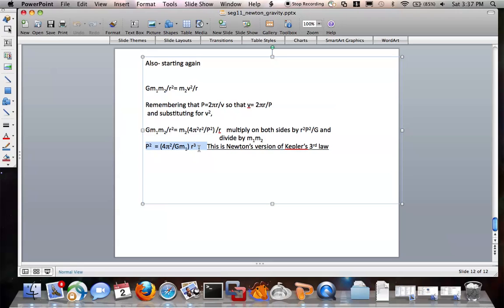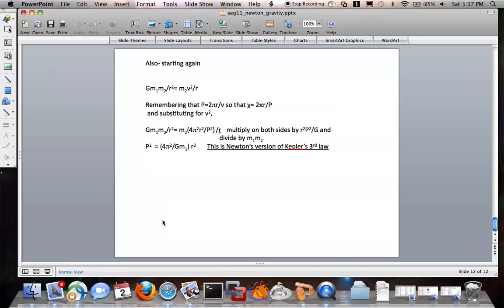G m1 times r cubed. So we have P squared is equal to a constant, the mass of the central object, which doesn't change when we substitute any planet. So this could be, for example, the mass of the Sun in the case of planets, or the mass of Jupiter in the case of the satellites of Jupiter, times r cubed. This is P squared is equal to a constant times r cubed. That's Newton's version of Kepler's third law.